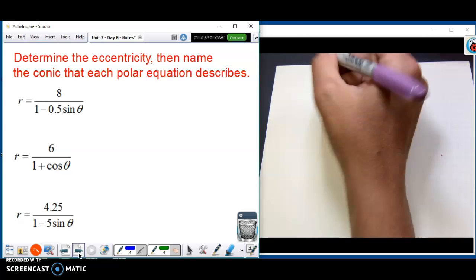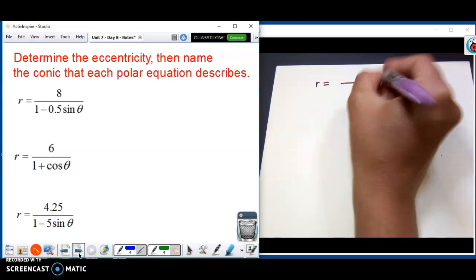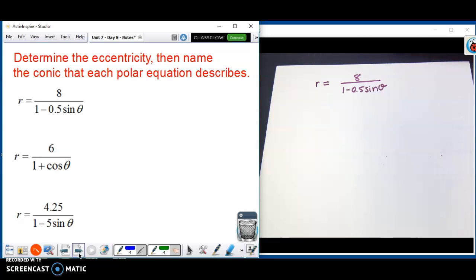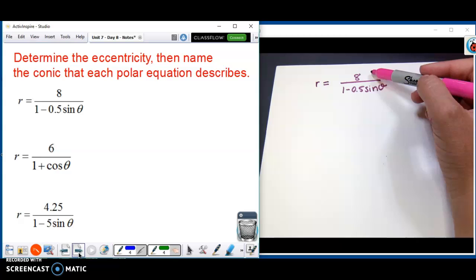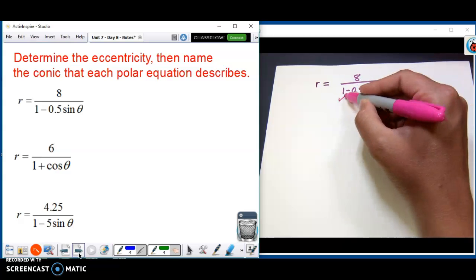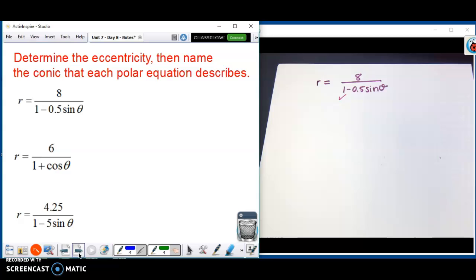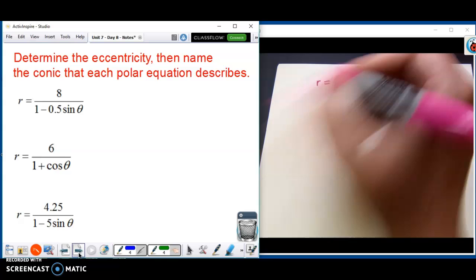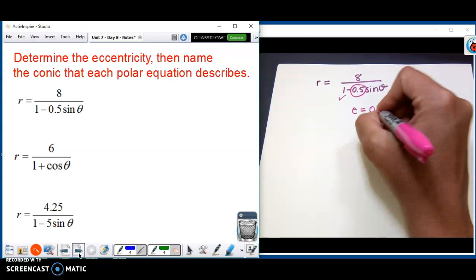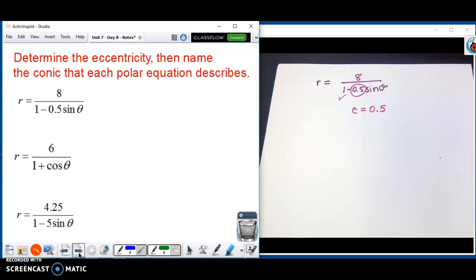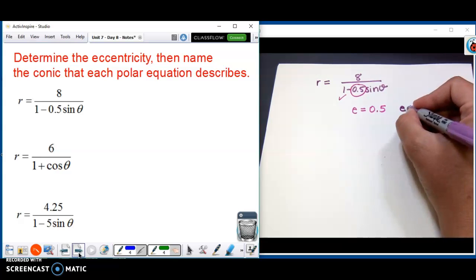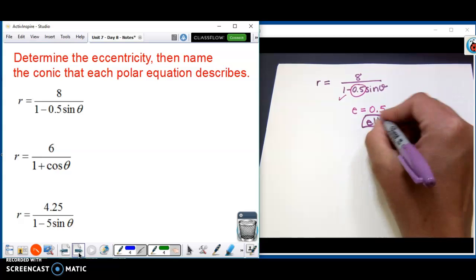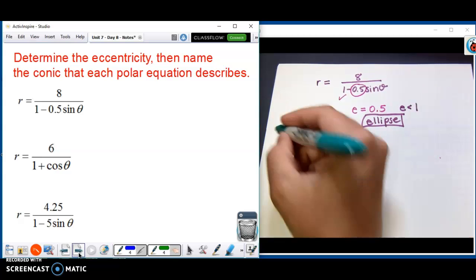So, let's take a look. For the first one, we have R equals 8 over 1 minus 0.5 sine theta. So you just need to check out your polar equation. It should be a constant on top. It should be a 1 here, which it is. So I'm going to put a little check so we know we got that. So this can be a plus or a minus here. So the number that we're really focusing on is 0.5. So our eccentricity is 0.5. So because that eccentricity is less than 1, this is going to be an ellipse. And that's it. That's all you have to do.